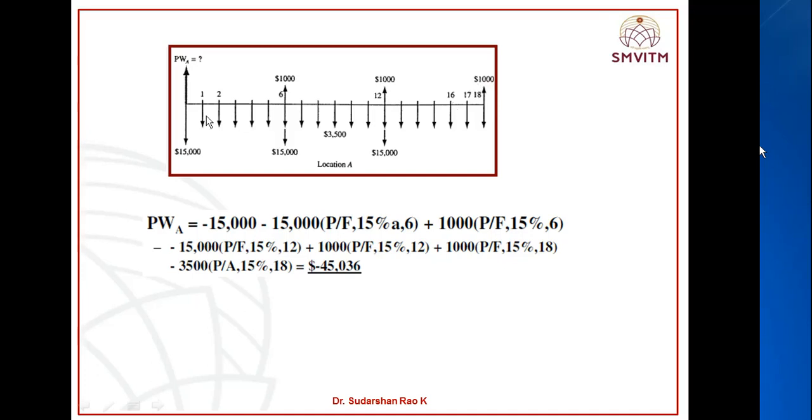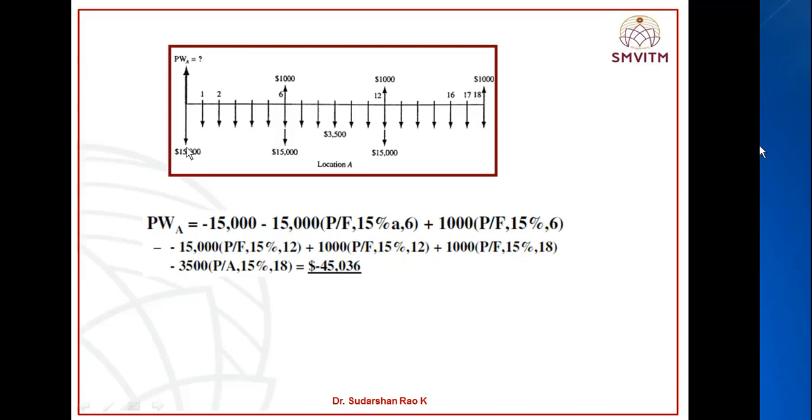And throughout the 18 years the same amount, 3,500, is converted from A into P, that is P by A 15% 18 years. So the cost is minus 45,036. This alternative is studied for 18 years: 6 years, next 6 years, and next 6, that is 12 plus 6, 18 years.